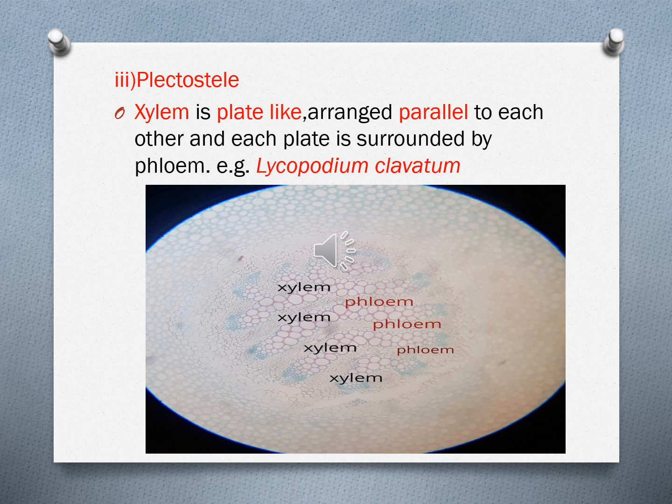Third type of protostele is plectostele. Plectostele means xylem plates are parallel to each other. In this picture, you can see the xylem is parallel to each other. The xylem is divided into different groups and each group is parallel to each other and surrounded by phloem. This type of stele is seen in the species Lycopodium clavatum.